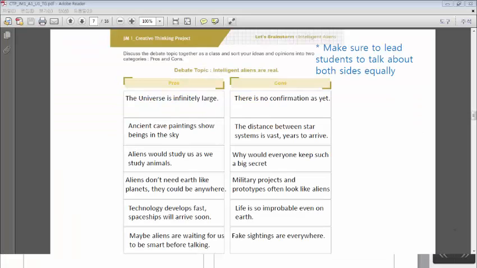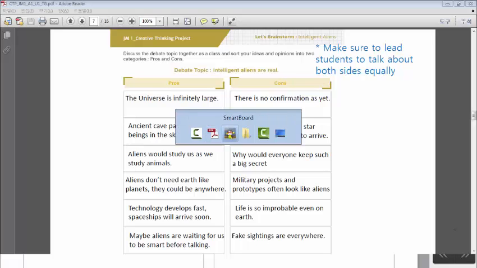Now, something you should also have a look at is your teacher's guide. So as you can see here, it has some sample responses. So if your students are stuck or they're having trouble coming up with more than a few ideas, you could ask them some leading questions relating to some of these samples here.